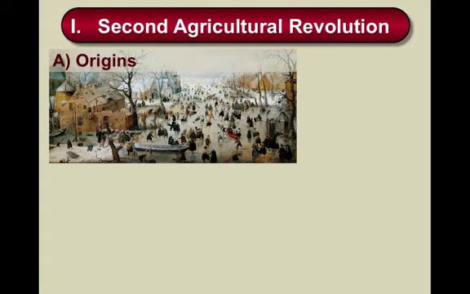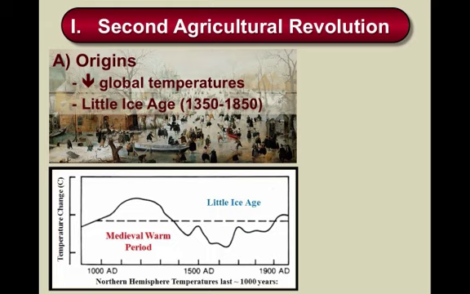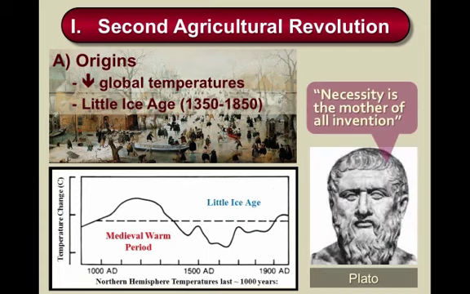Now, the origins of the Second Agricultural Revolution is actually quite similar to the origins of the First Agricultural Revolution. Both were preceded by colder global temperatures. Now, the Little Ice Age was a period of colder global temperatures beginning around 1350 and lasting till around 1850. These colder temperatures shortened growing seasons, reducing farm productivity, as well as the amount of food available per person. This stressed the human population, leading to famines, starvation, and death. Nothing very good, of course. Which in turn led to necessary innovations to provide new means of producing food for survival. This all fits perfectly with Plato's famous quote, that necessity is the mother of all invention.